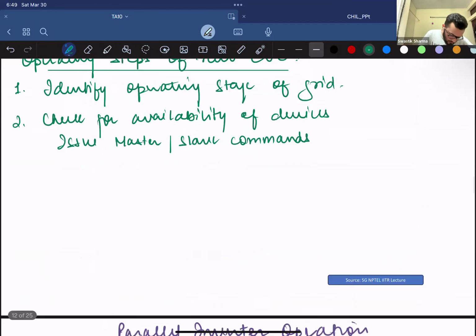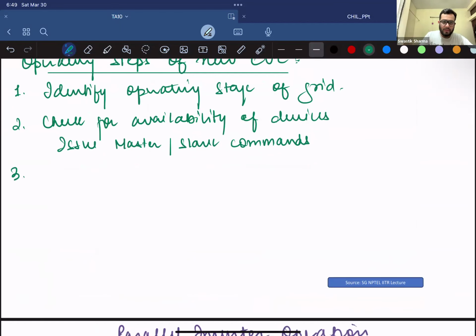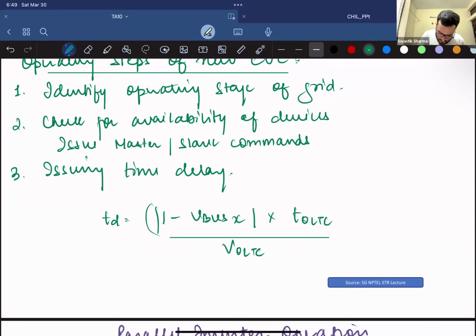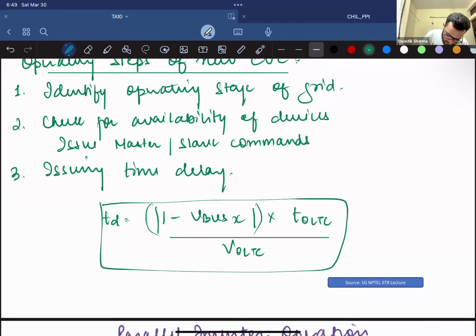And the third issue, since I've already talked about it, is the issuing of the time delay, right? So this time delay is, I'll just write it, rebus at X position into OLTC tap divided by VOLTC, right? So this is how you issue your time delay pulses.